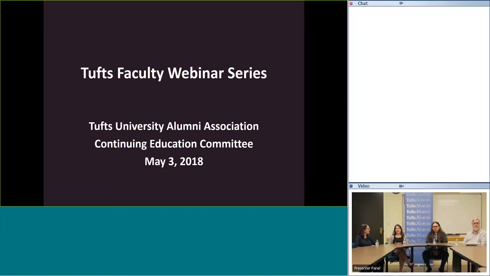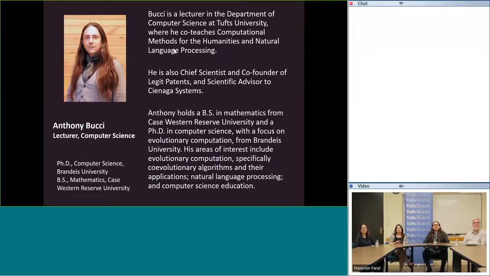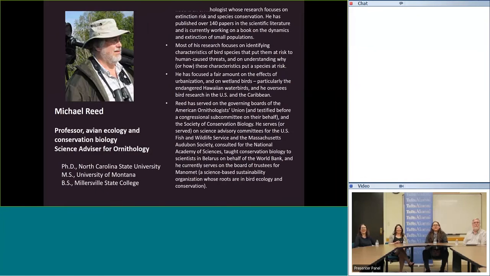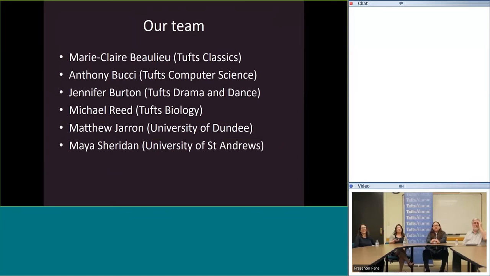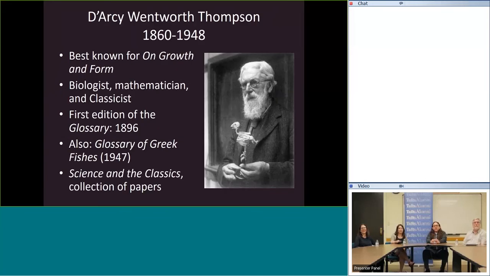So we put together this team to address the work of a really influential scholar. This is us. We are talking about this scholar, Darcy Wentworth Thompson, and our project is to explore his work in an interdisciplinary way. Thompson was best known for being a biologist and mathematician. He was very influential with his essay on growth and form.